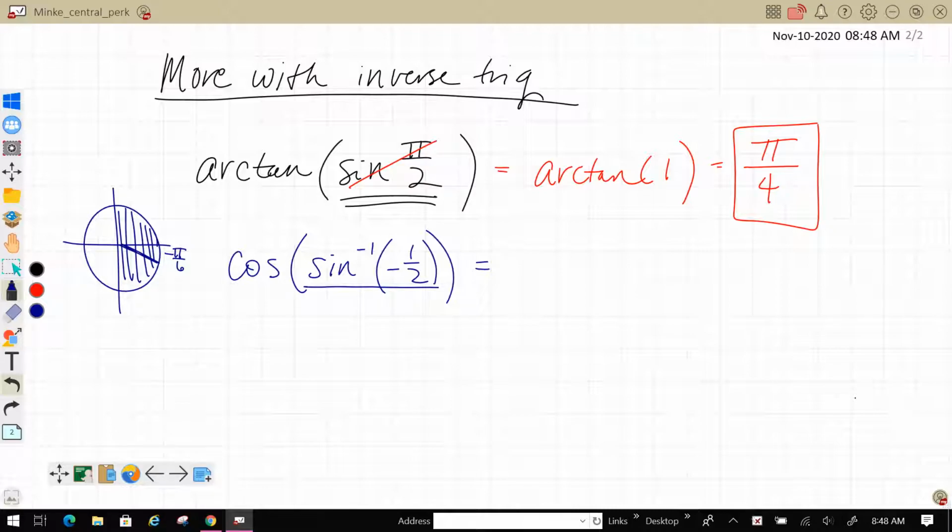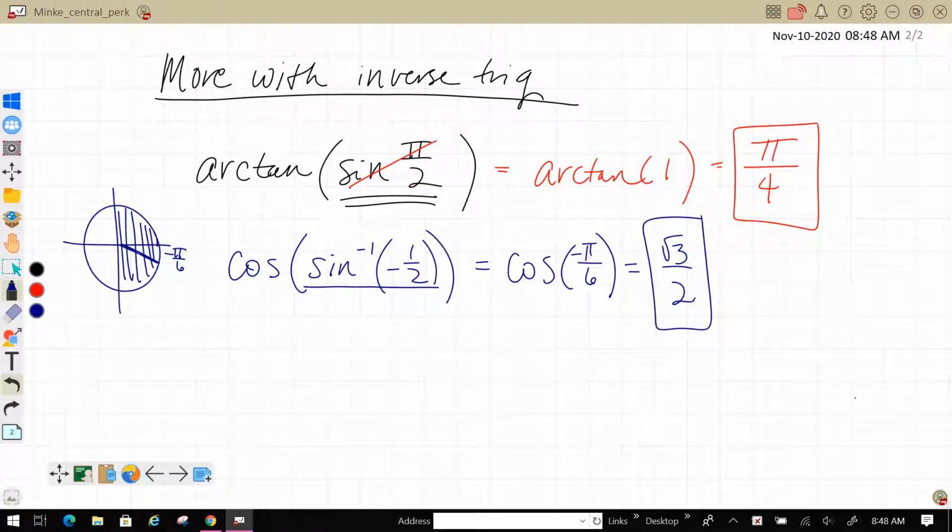Okay? So this just turned into the cosine of negative pi over 6, which is theoretically the cosine of 11 pi over 6. They're the same place. So what would that x value be? Very good. Root 3 over 2. And that's how we're working through that.